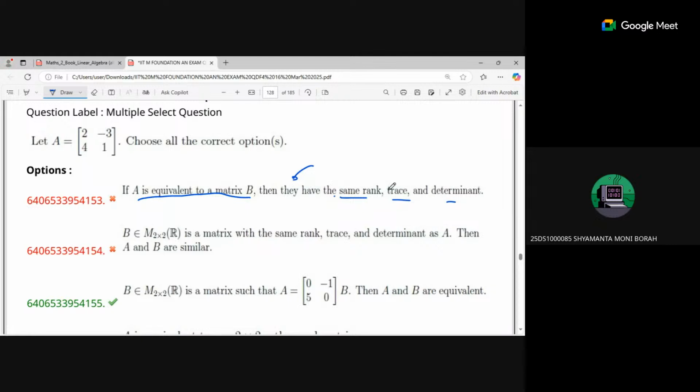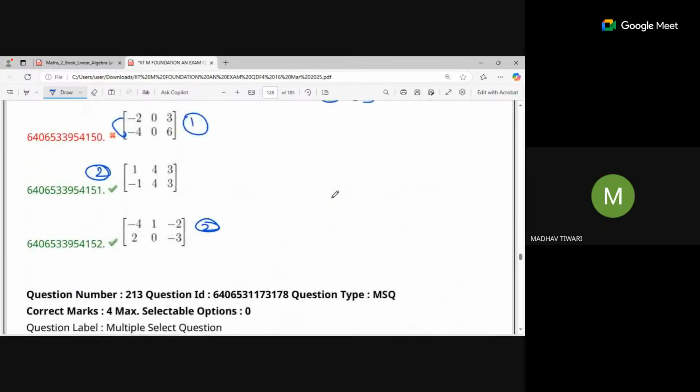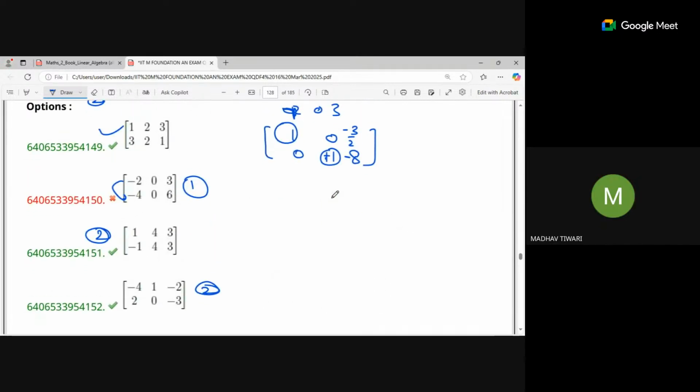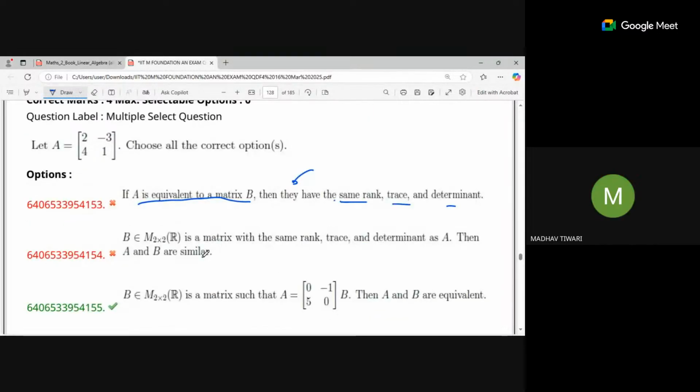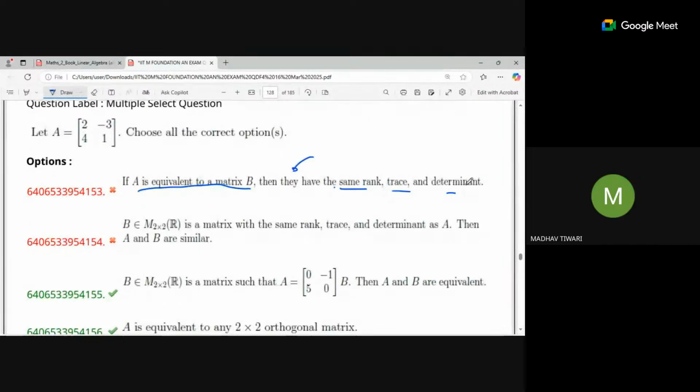How many options were correct in the previous one? In previous one, three options were correct. Second one is wrong only because it has rank 1. Yeah, it's okay. Got it. So next one, you can see that this rank, trace, and determinant are same when they are similar, not equivalent.